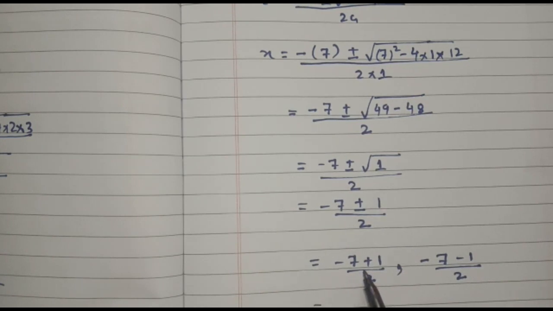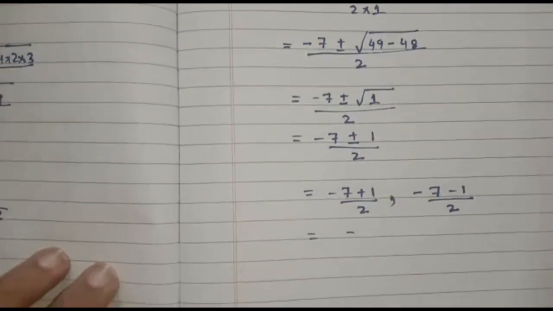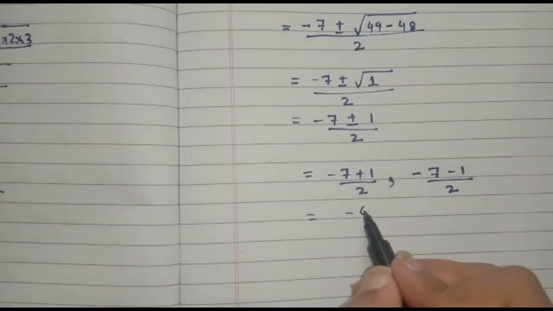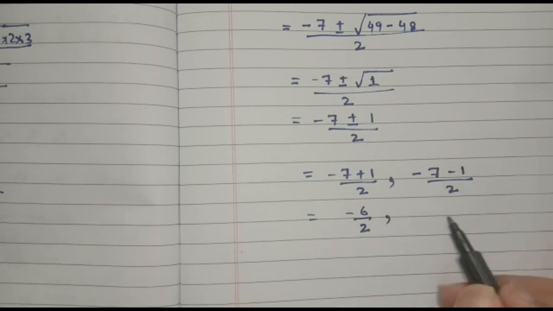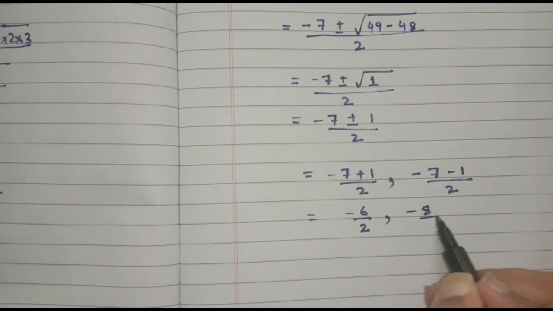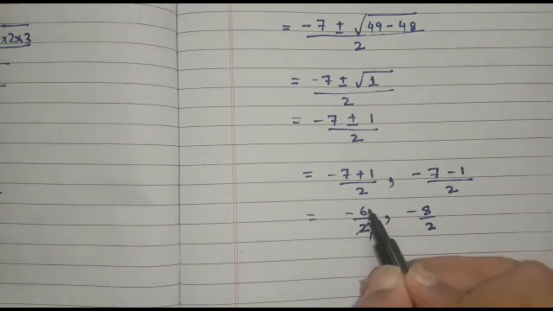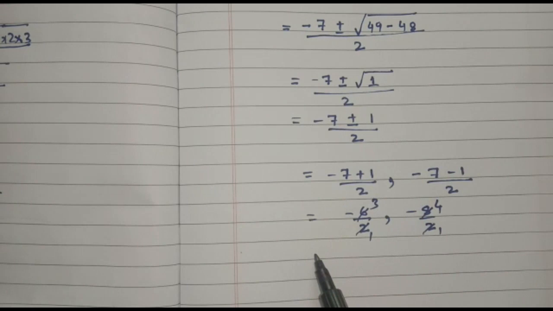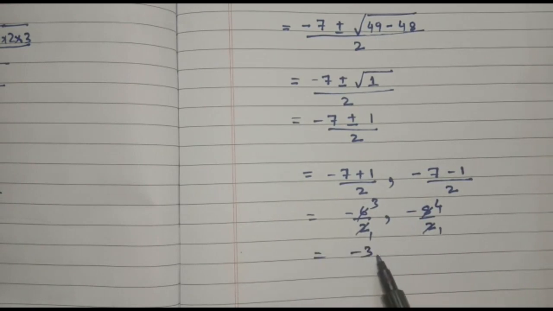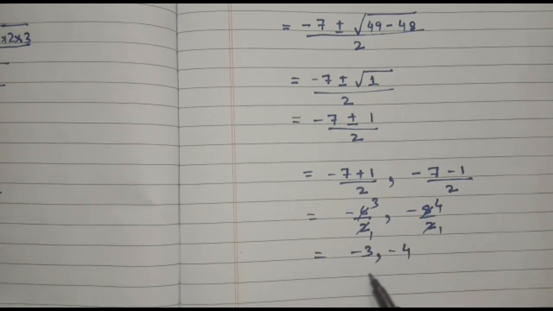Now minus 7 plus 1 is minus 6, divided by 2, comma, minus 7 minus 1 will be minus 8, divided by 2. 2 ones are 2, 2 threes are 6, 2 ones are 2, 2 fours are 8. The answer is minus 3 comma minus 4. These are the roots for this quadratic equation.